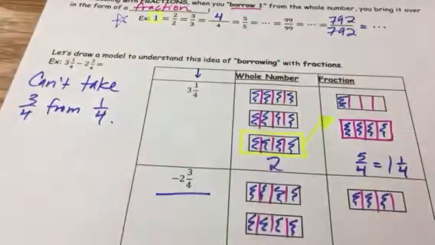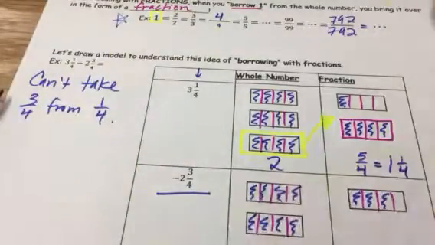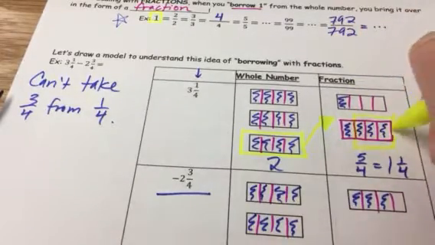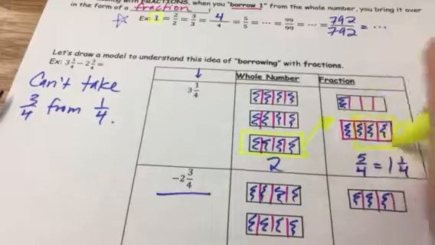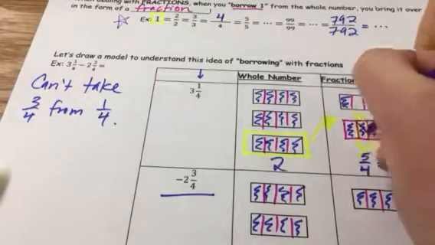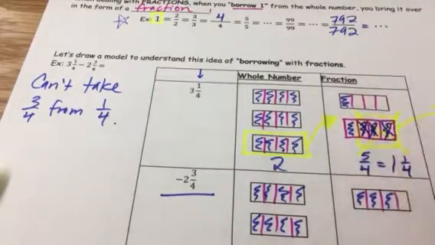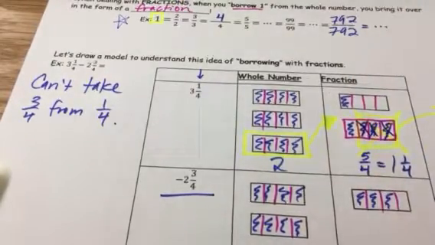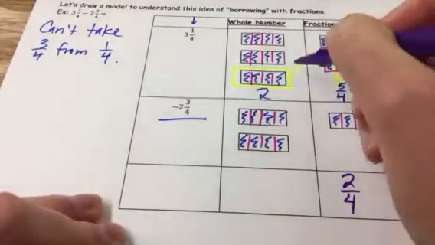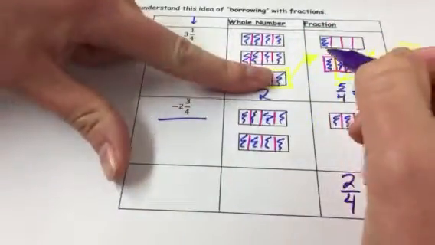So 3/4, if I'm going to get rid of 3/4, I'm going to do this. I'm going to get rid of 1, 2, 3 of these. We're getting rid of those 3/4. 1, 2, 3. And we are left with 2/4. And with my whole numbers, now that's gone because we shifted that over, so we're going to ignore that.